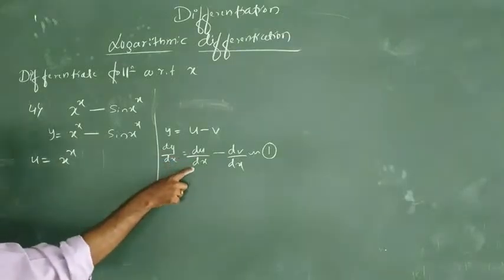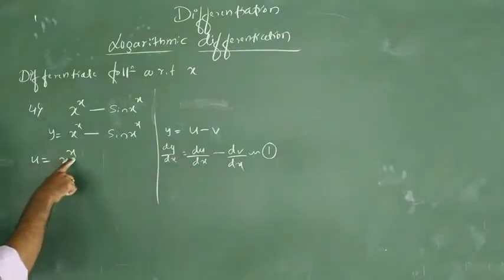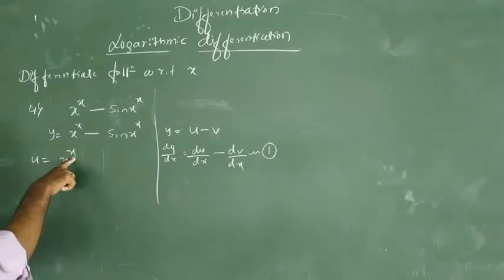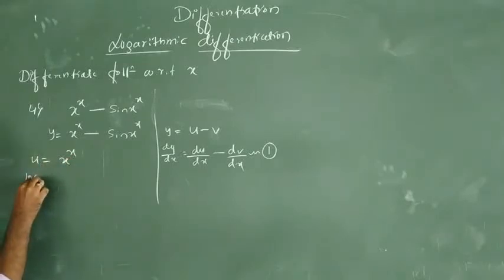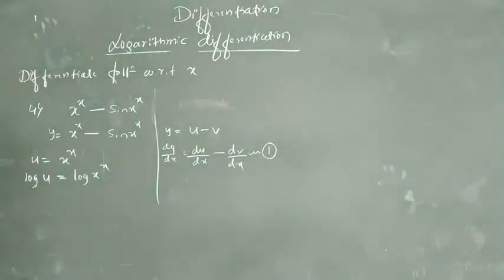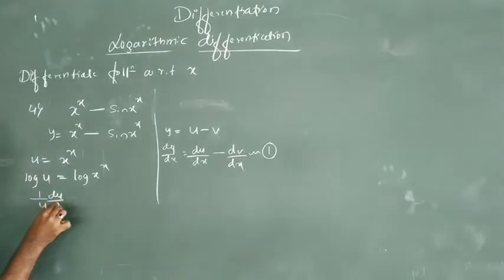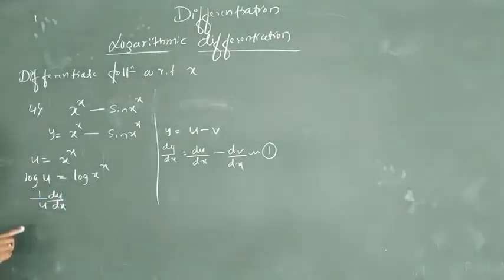Differentiate du by dx. Here x is in the form of exponent again. Apply the log to both sides. Then log u is equal to log of x raised to x. Then the differentiation of log u is 1 by u, then du by dx, because we are going to differentiate u with respect to x.